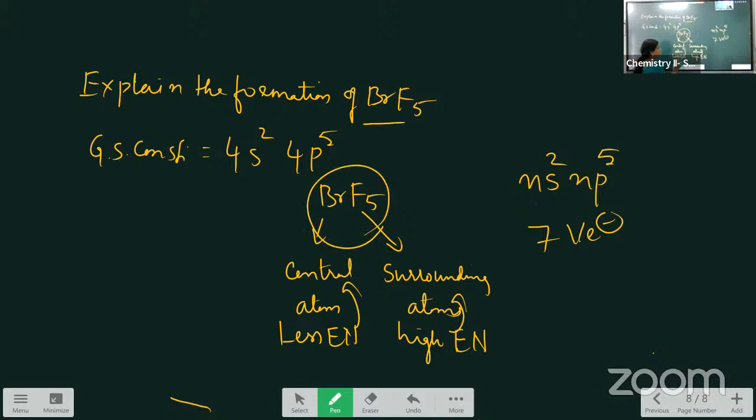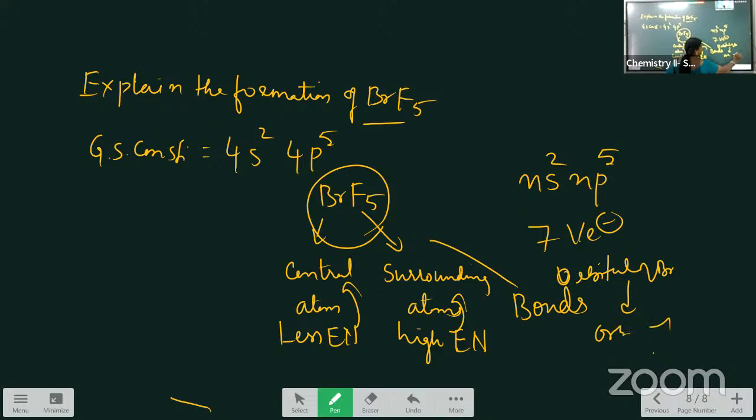It is forming molecules, that means it is forming bonds. How does bromine form bonds? With the orbitals. The orbitals of the bromine overlap with the orbitals of fluorine. Now, which orbitals of bromine will form bonds? The unpaired orbitals will form the bonds.